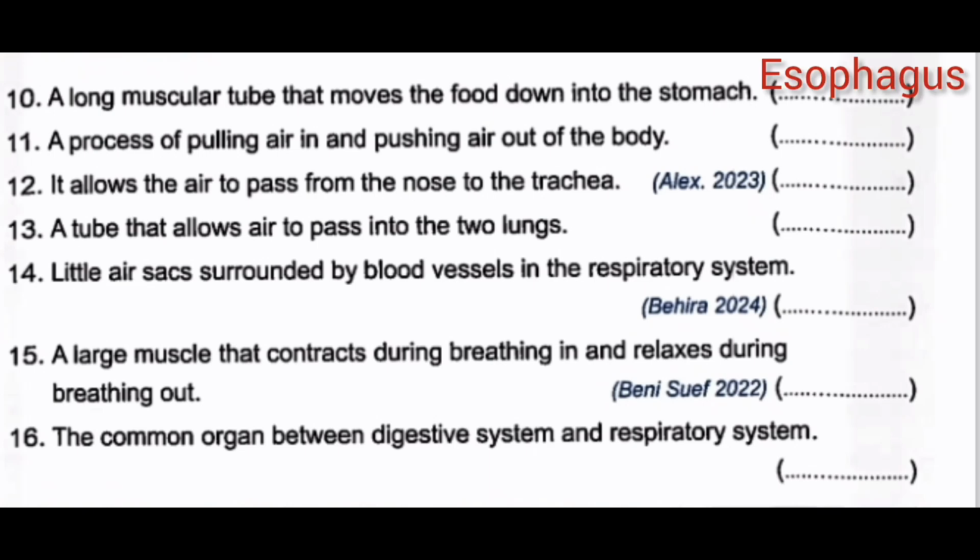Number 11. A process of pulling air in and pushing air out of the body. We want the name of the process. Respiration process. Number 12. It allows the air to pass from the nose to trachea. Which organ is located between the nose and the trachea?